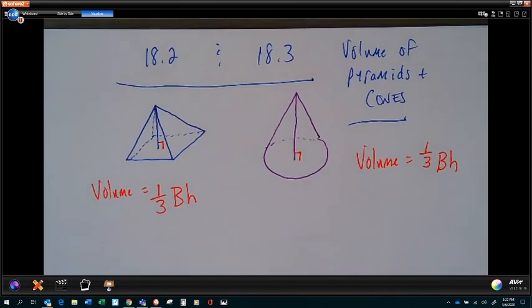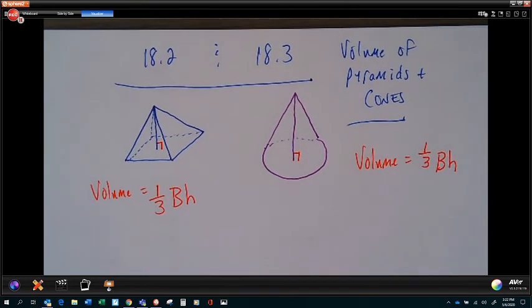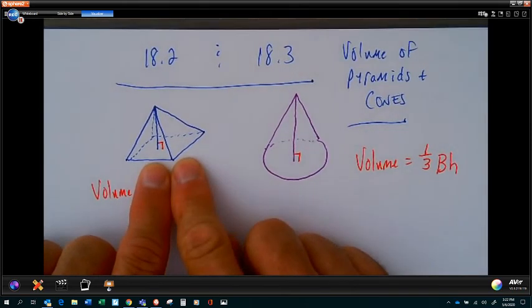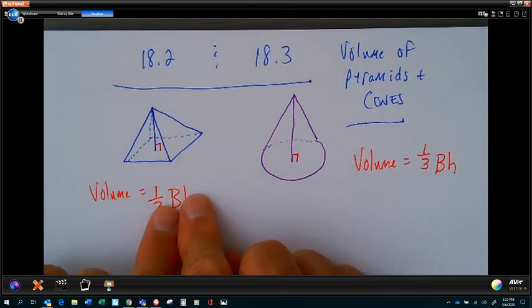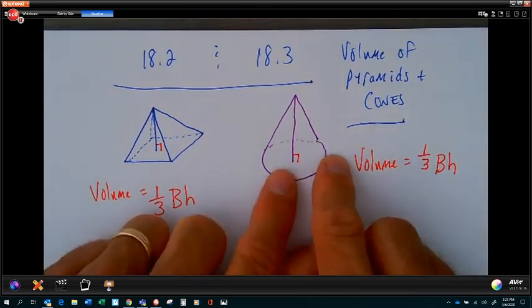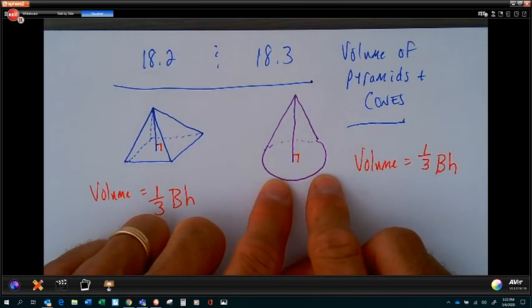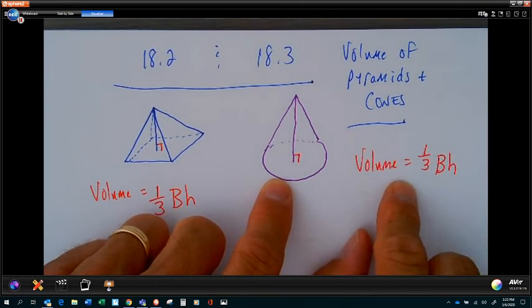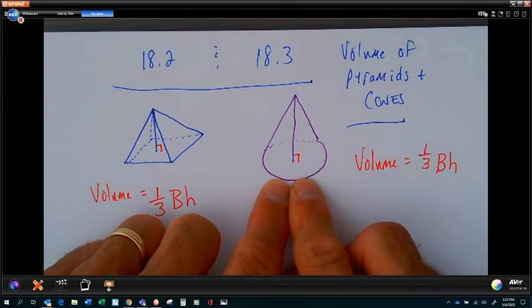Okay, go ahead and do lesson 18.2 and 18.3 along with this as well, because I talked to you about the big base times the height. And a pyramid is 1/3, that's the way they come up with it, 1/3 of a prism. So you've got the volume is base times height for a prism, you just take 1/3 of that. Same with a cone, it's 1/3 of a cylinder. So if you've got the volume of the cylinder as a big base times the height, you take 1/3 of that and you get the formula for the cone.